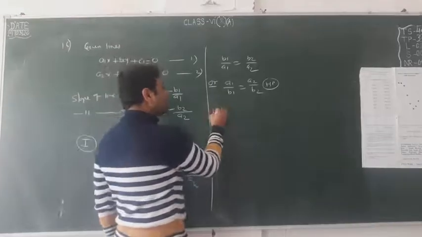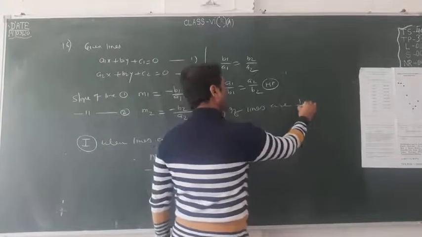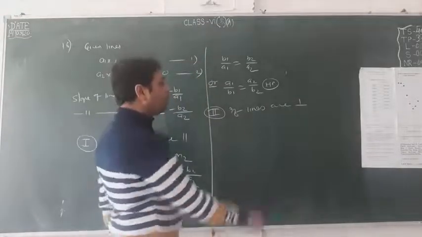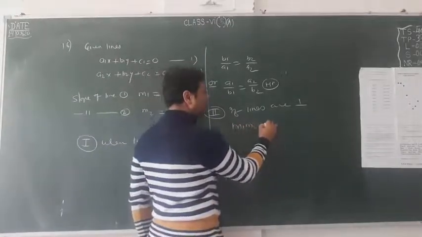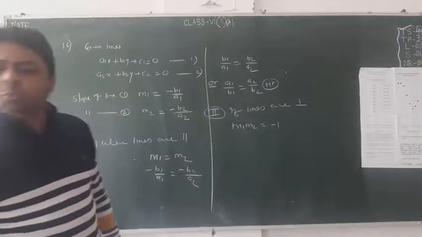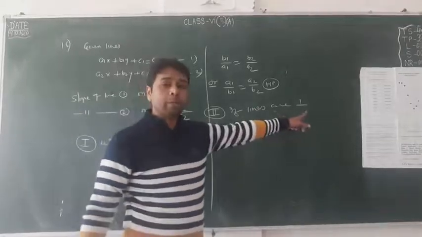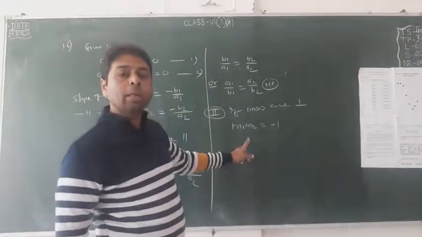Okay, now the second question says if lines are perpendicular. If lines are perpendicular, what will happen? You know it, m1 into m2 is equal to minus 1. And you are told to show that a1 a2 plus b1 b2 is equal to 0 when lines are perpendicular. Okay, I took lines are perpendicular. The condition I have written here. Now put in the values.